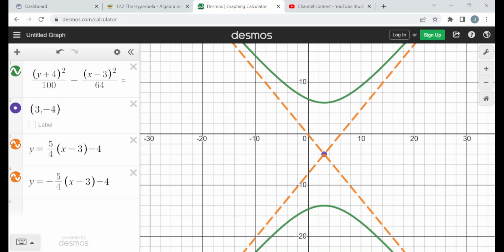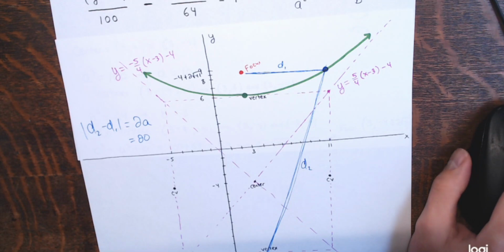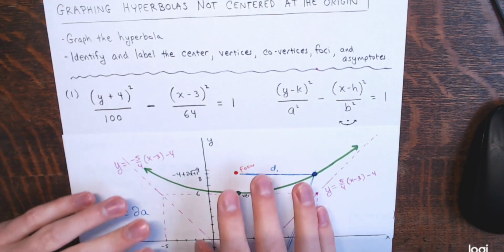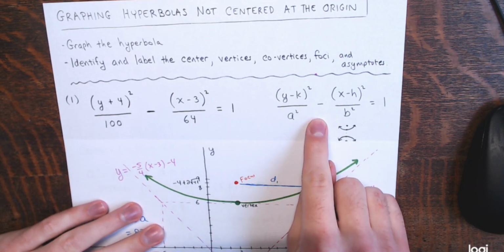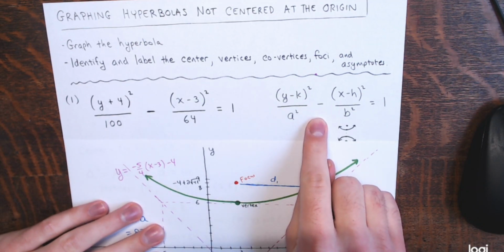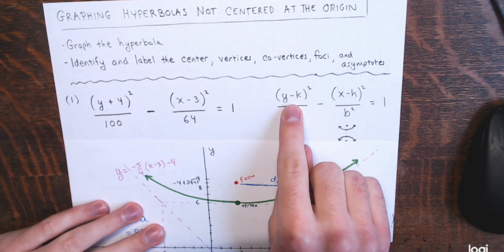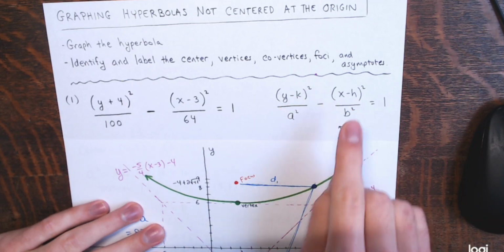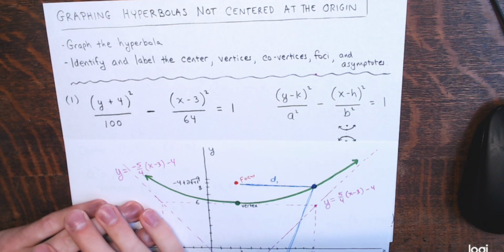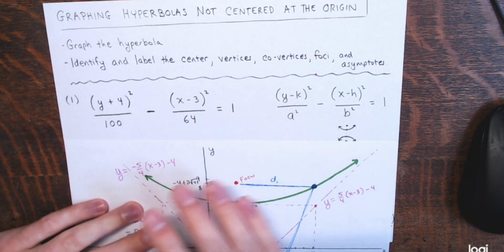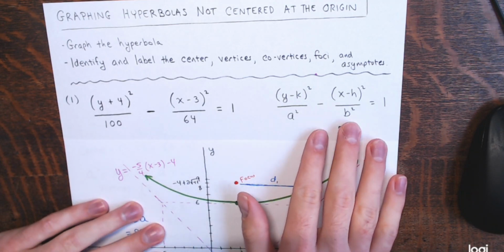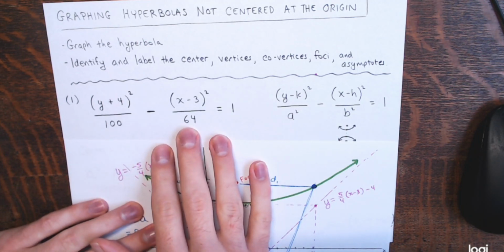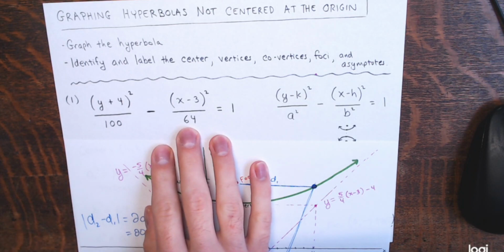Okay. And this is what we're doing. But the key is to get the equation in one of these forms, with the y minus k here, x minus h there, or with the x minus h here, y minus k there. Our goal is to get the equation in this standard form. Now, number one, it was given to us in standard form. In my next example, it's not.